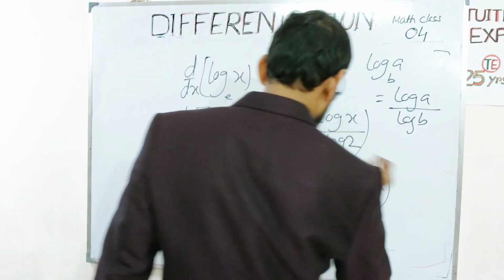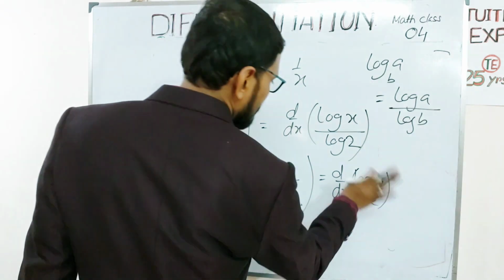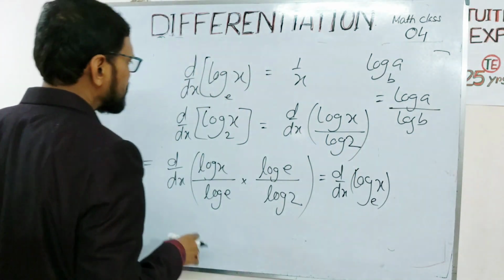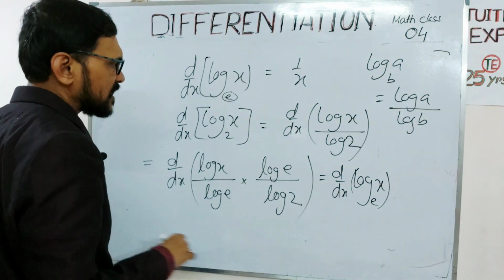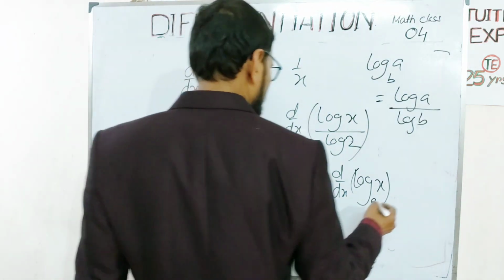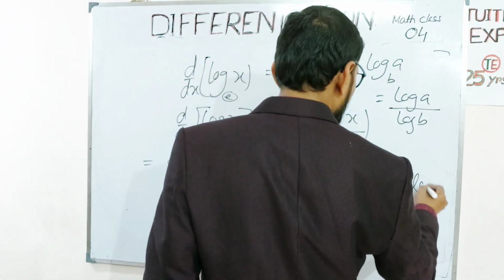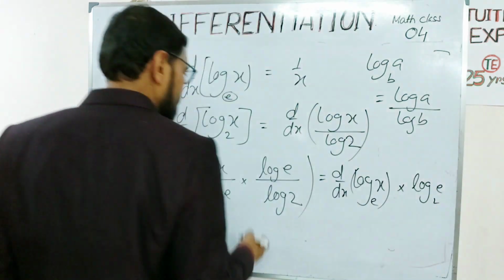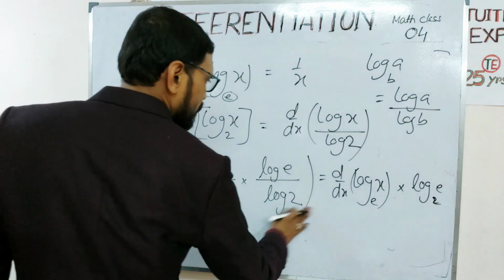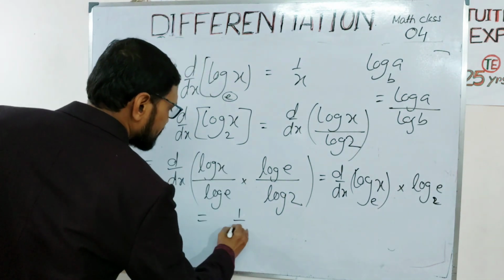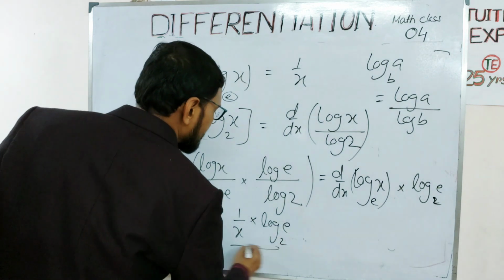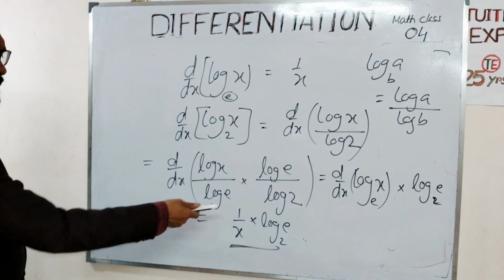So we can write this, or we can write only log x, because in all the books of CBSE the e is not mentioned. And the constant term here is log a base 2. Log e by log 2 means log e base 2. So the formula is 1 by x into log e base 2. Okay, this is the answer.